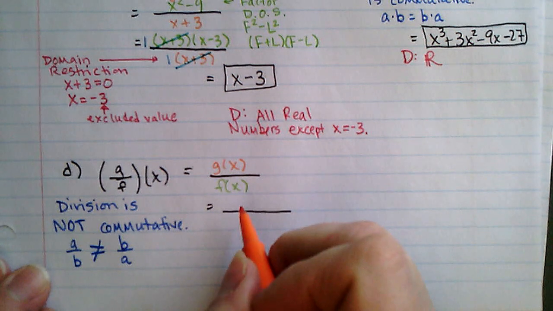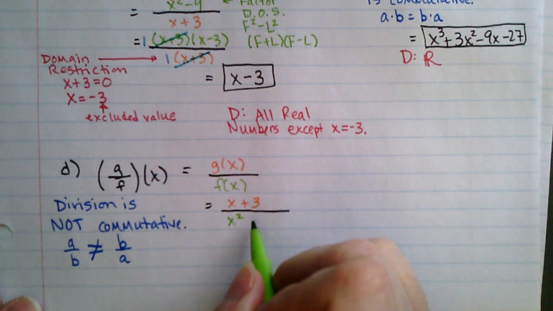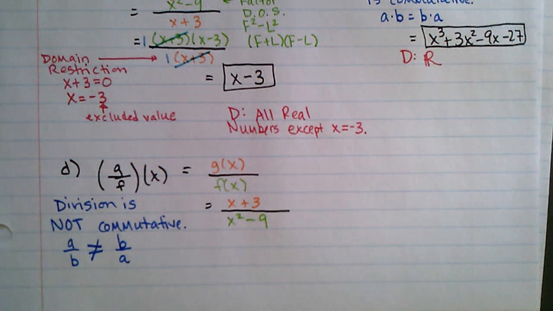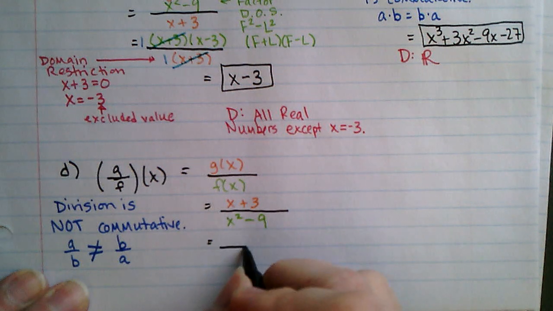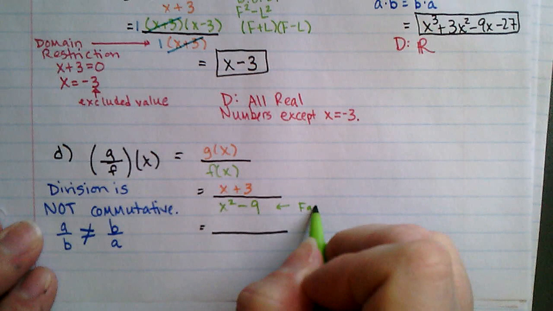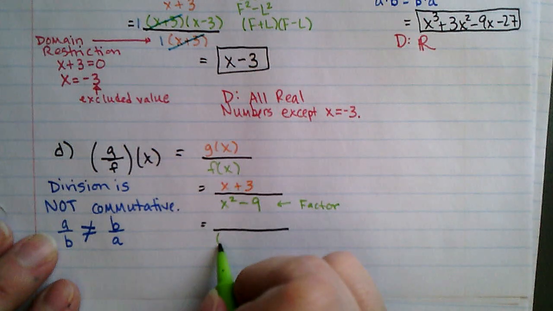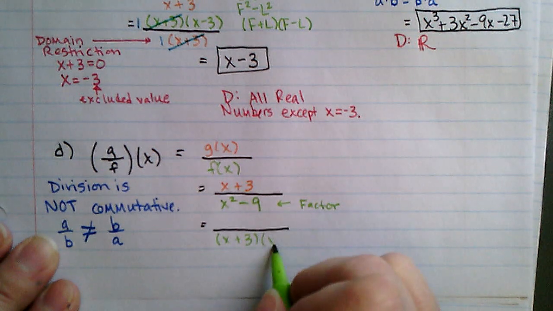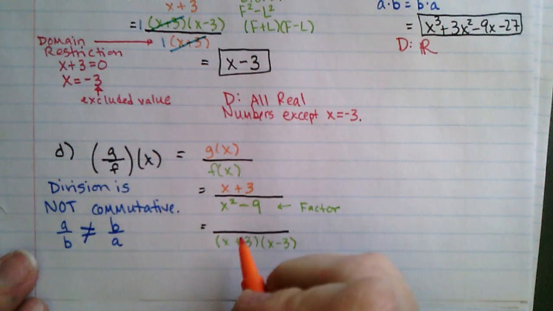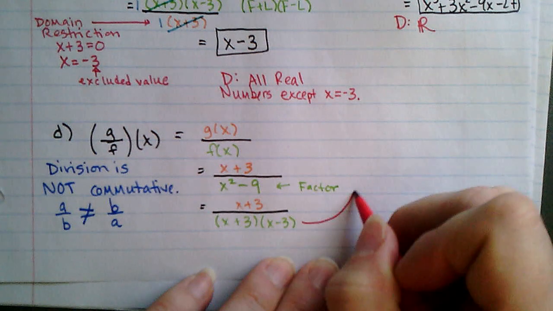So my g of x was x plus 3, and f of x was x squared minus 9. Remember, when we have these division problems, what we need to do is factor if possible. F of x is the one that factors. We just did it in a different problem, so we know it factors to x plus 3 times x minus 3. My g of x stays x plus 3 in the numerator. Remember what I need to do before I cancel? Remember, I need to get domain restrictions.